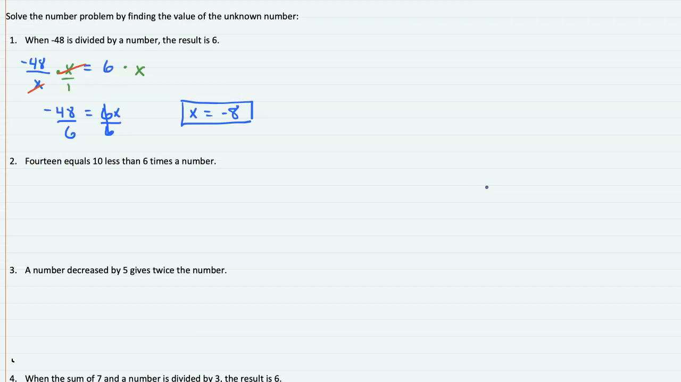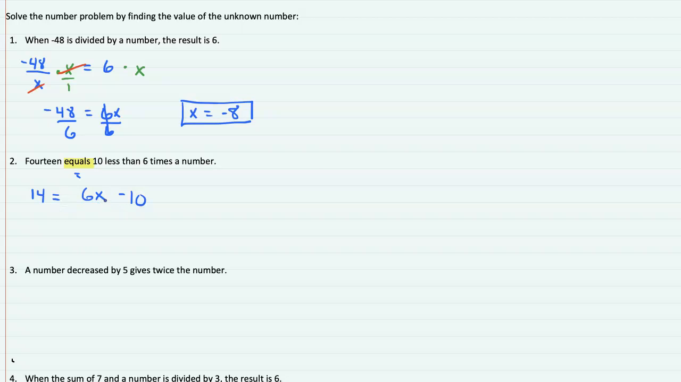Okay, the next one is 14 equals 10 less than 6 times a number. So if you want to highlight things or underline things, equals, remember, is something we want to look for in the problem. So make sure you understand that that's equals right there. So 14 equals 10 less than. So we're going to actually subtract 10 from something. 10 less than 6 times a number just means 6x. So we've got 6x minus 10.